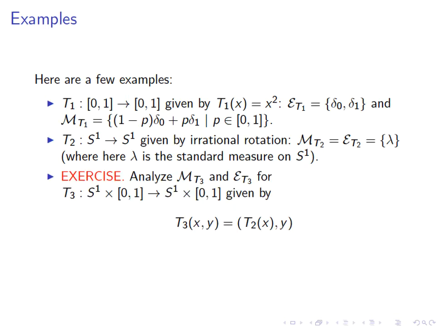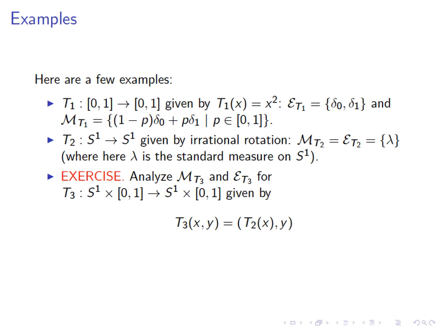Final exercise: you can take T3 to be a transformation from S1 cross the closed interval [0, 1], a cylinder or an annulus, which is given by circle rotation in the S1 direction and doesn't do anything in the [0, 1] direction. So analyze, in this case, what the invariant measures are, what the extremal measures are, and so on. And of course you can vary this.